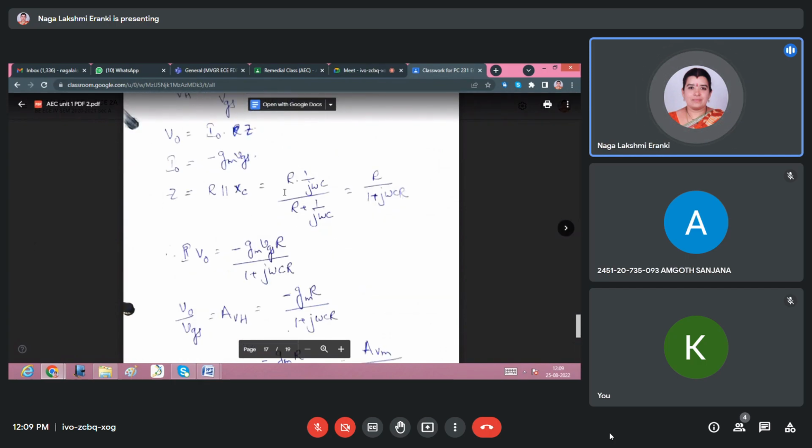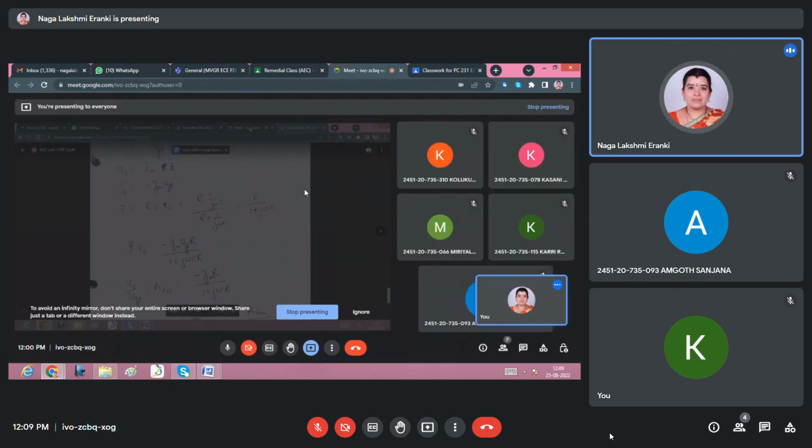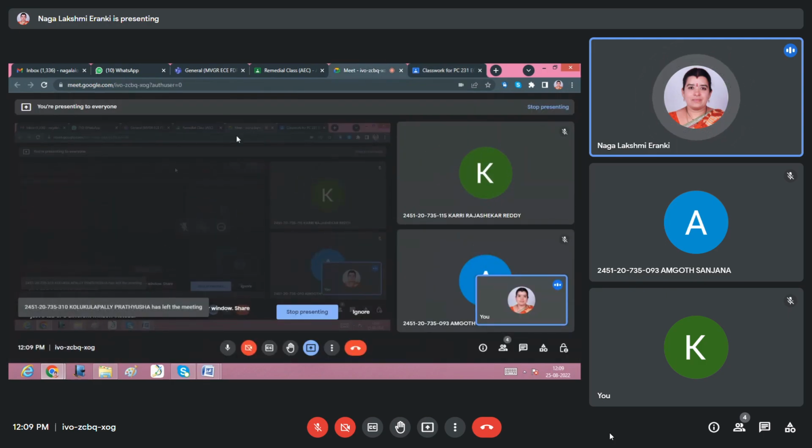Is it clear? Do you have any doubts in this? If you have any doubts, you can ask. Some people have left, Srija left, Shruti left. What happened? Hello.